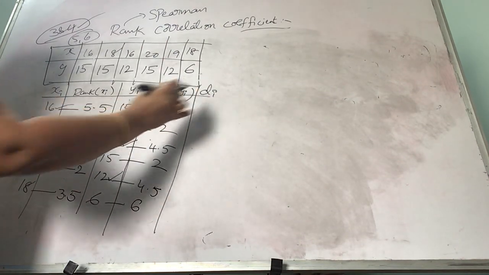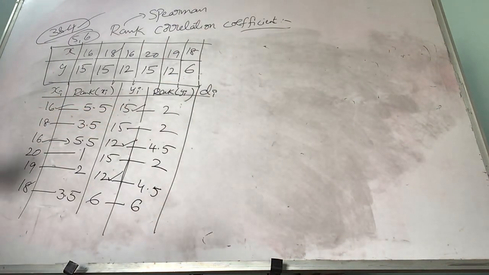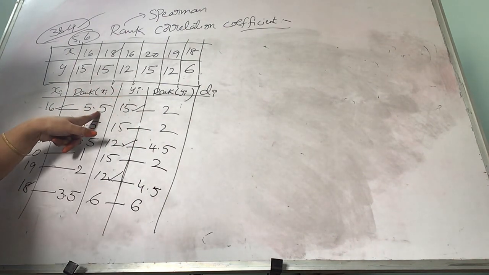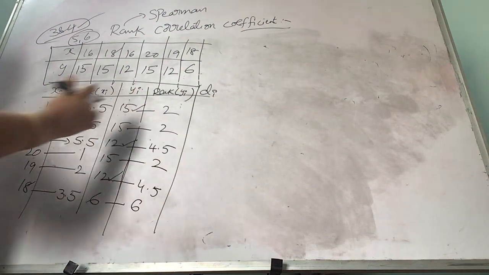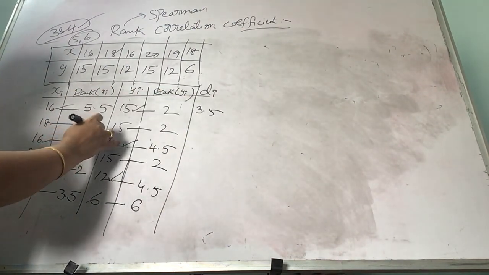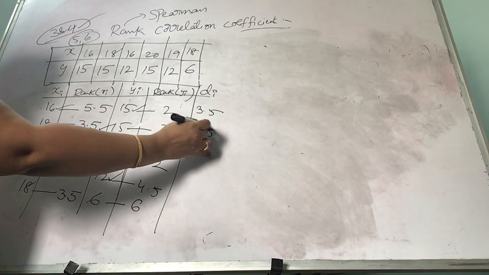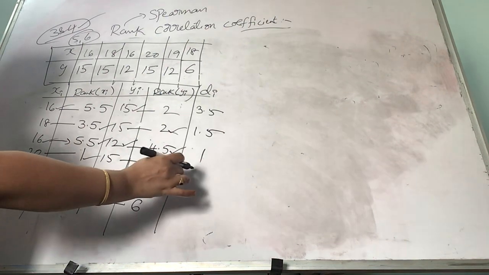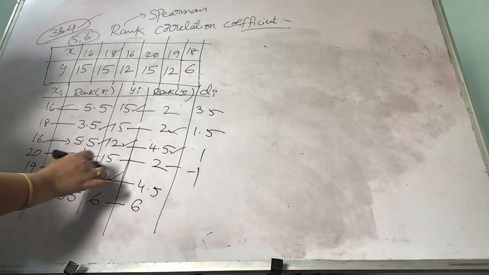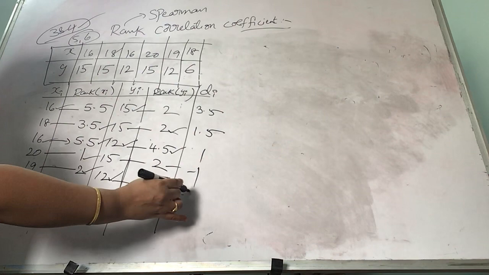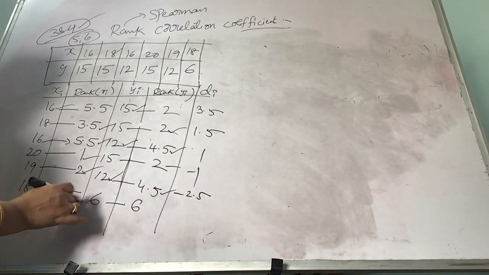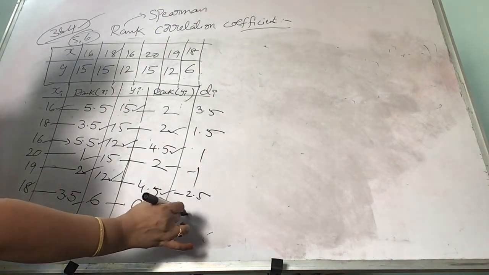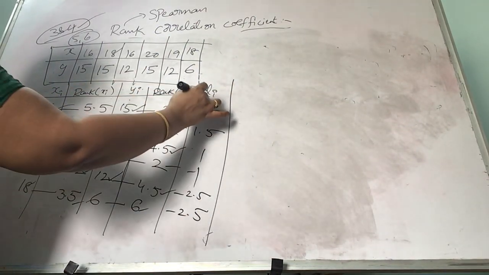Next, we calculate the difference between the ranks. Di, the difference between the ranks, is rank of xi minus rank of yi. 5.5 minus 2 is 3.5. Next, 3.5 minus 2 is 1.5. 5.5 minus 4.5, we get 1. 1 minus 2, we get minus 1. 2 minus 4.5 is minus 2.5. Next, 3.5 minus 6 is minus 2.5. These are the differences between the ranks.